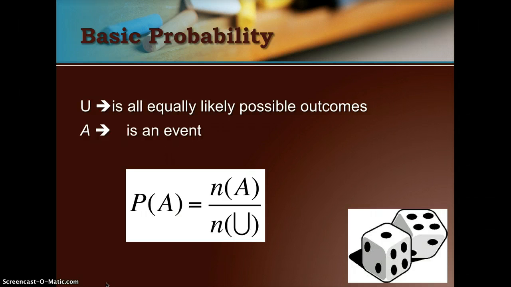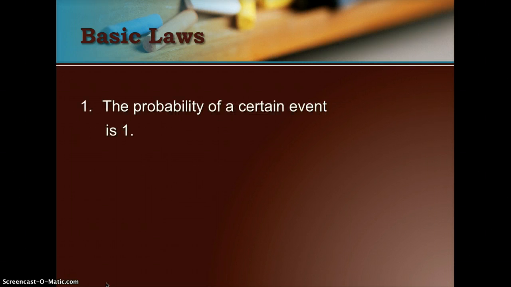We say that we're going to use U as a symbol for the universal set. And so to get the probability of event A, it is equal to the cardinality of event A divided by the cardinality of your universal set. Let's go over our basic laws first.